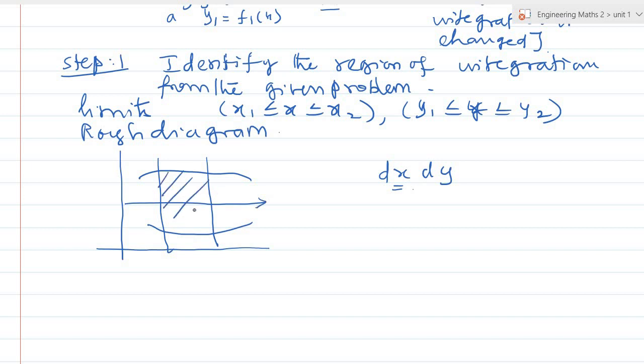So in case it is a region, then after changing the order, what happened? dy dx, is it not? For this you have to draw a line parallel to the y axis. Now the limits are changing for the inner integration. Understand? So that process is called the change of order of integration in the double integral.